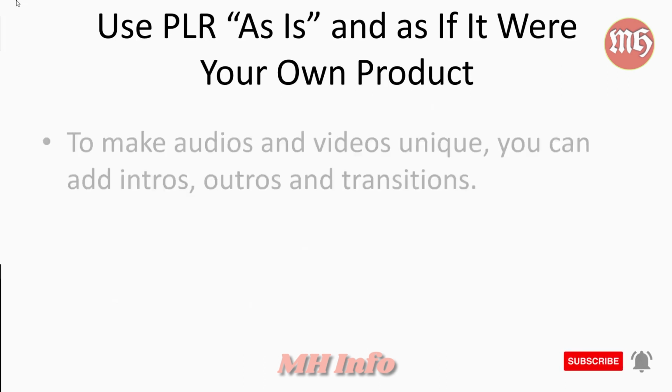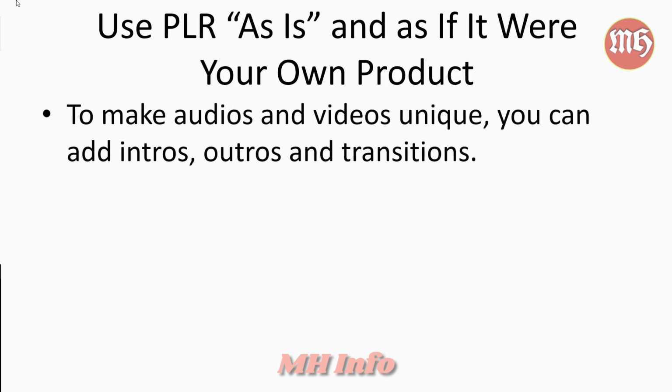Now, to make audios and videos unique, you can add in intros. In other words, you can get different pieces of audio and video. You can record it yourself, or you can go out and purchase it, or you can have it done on places like Fiverr or Scriptlance. You can have voiceovers done, and you can add these unique pieces onto your PLR videos and audios, again, to make it something that your customer is not getting from elsewhere.